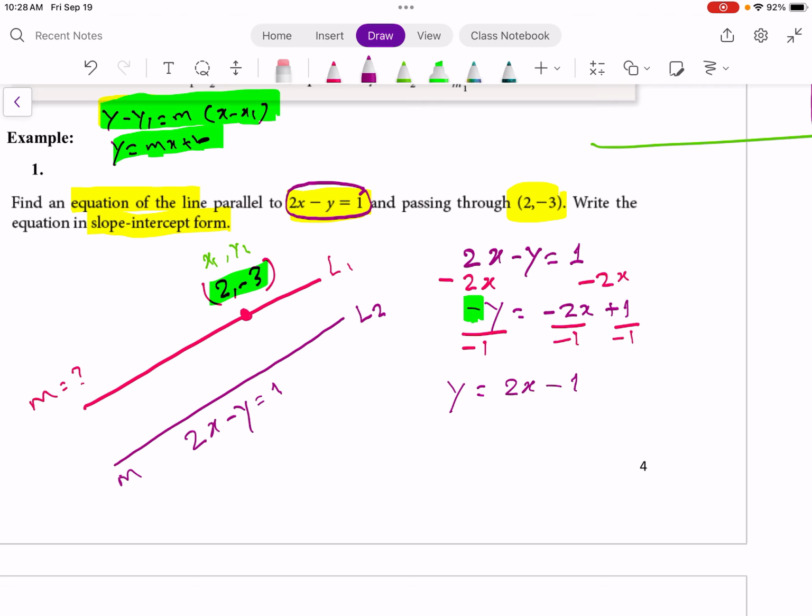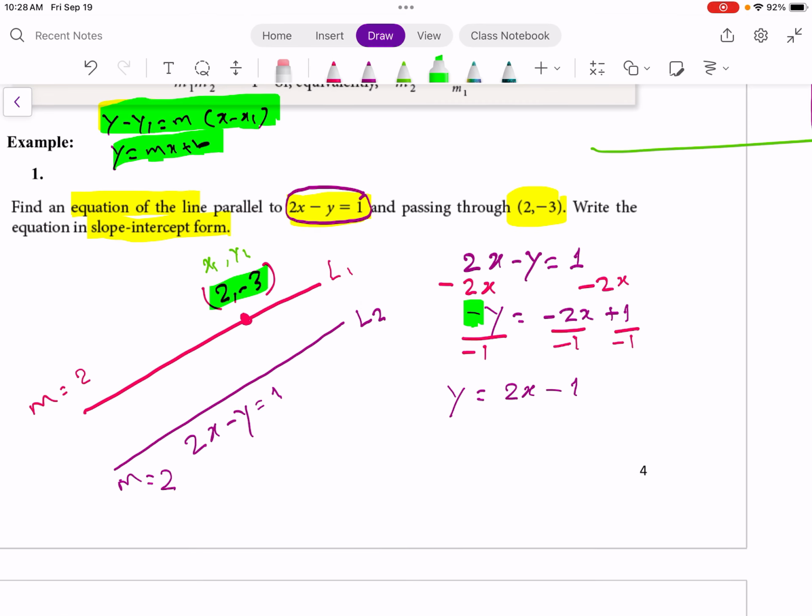Now once we have solved the equation for y, can you tell what is the slope of this line? Slope is the coefficient of x. What number do we have in front of x? 2, and that 2 is the slope of line L2. Now if the slope of line L2 is 2, what is the slope of line L1? It has to be 2 because they are parallel to each other. Now we know the slope, and we know at least one point.